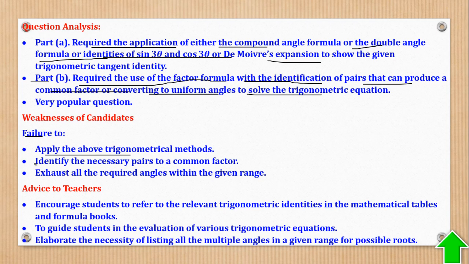So trigonometry, you need to have practiced enough. Failure to identify the necessary pairs to a common factor, and failure to exhaust all the required angles. So you must exhaust all the angles, otherwise some marks will be lost.